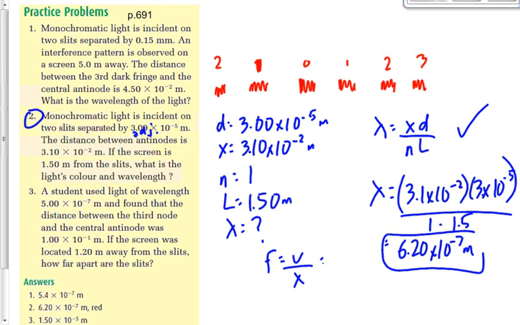4.8 times 10 to the 14. If you asked me to distinguish that between red and orange, I'd have some trouble with that. If you asked me to distinguish that between red and green, it wouldn't be any problem at all, right? It's really close to the red end of the spectrum. So you know it's going to be in that red-orange range somewhere. All right?